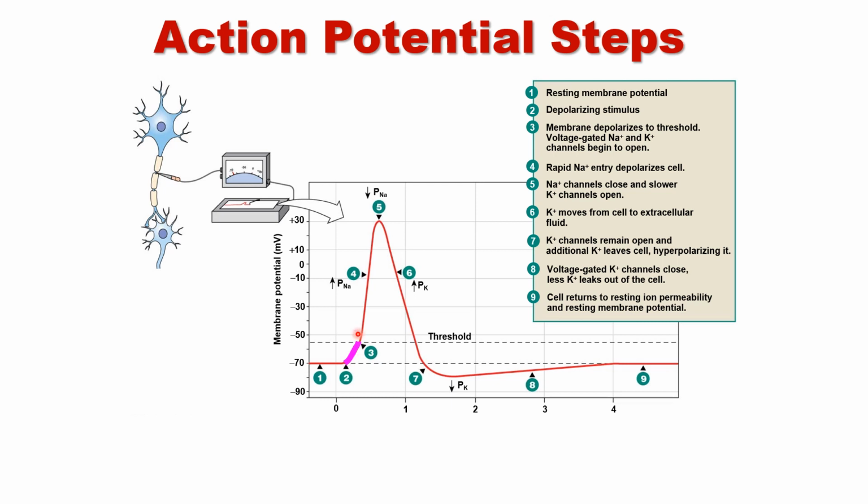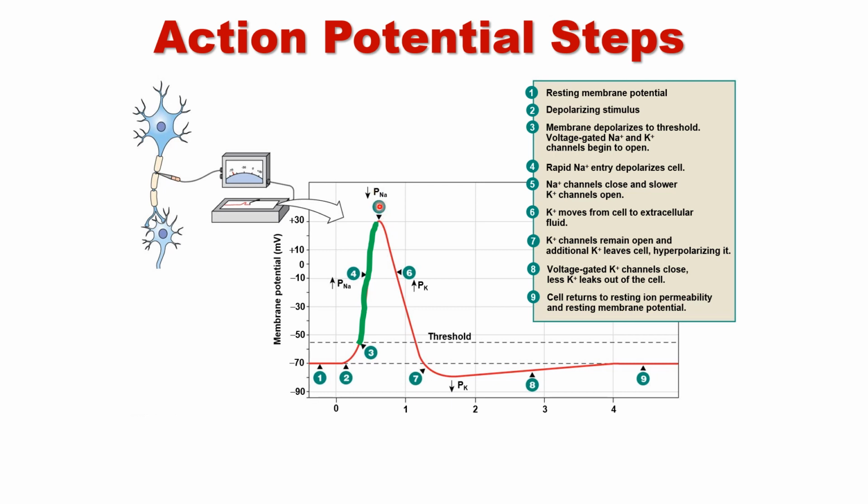So we get that stimulus, all right? We hit threshold, minus 55, and that causes the voltage-gated sodium channels to open up. We get increased permeability of sodium, and so the voltage rises in a fraction of a millisecond. This is 1 millisecond, 1/1000th of a second, and we go from minus 55 to plus 30, a swing of 85 millivolts, okay? Big swing.